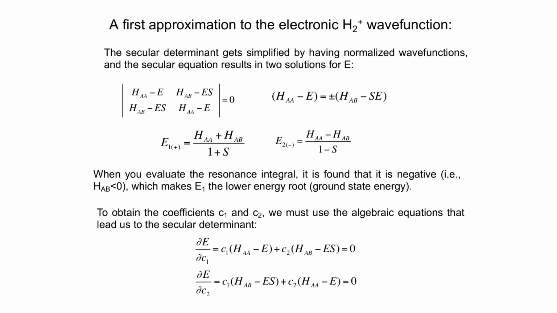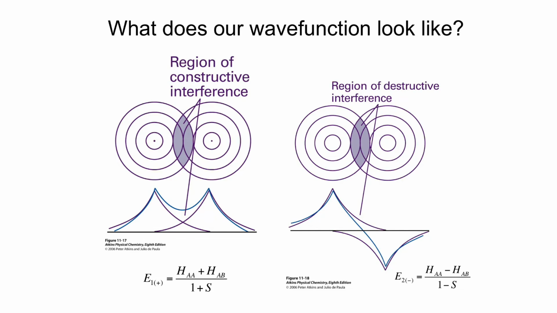All right, and then just to finish things up with the calculations, if you want to obtain the coefficients C1 and C2 that we mentioned before, then you just want to go back and use the algebraic equations that lead you to the secular determinant. So that would be, again, that minimization. So you have two equations, two unknowns, and you can figure out the values for C1 and C2 with that root. Okay, so now let's take a look at the interesting stuff here. So one question you might have is, what does our wave function look like when all of this is said and done?